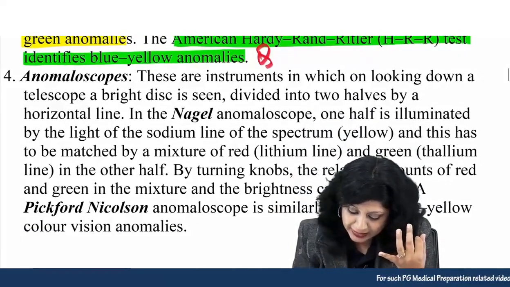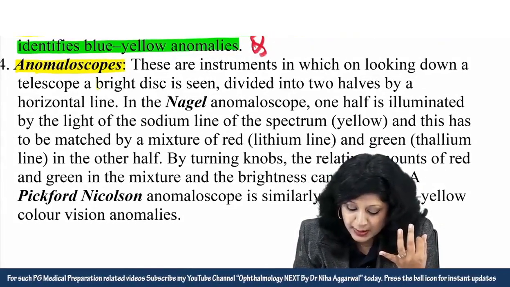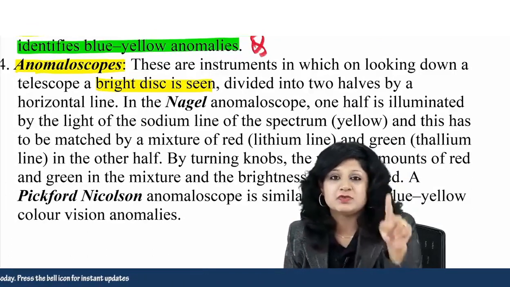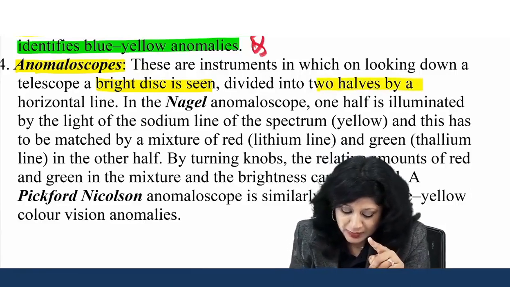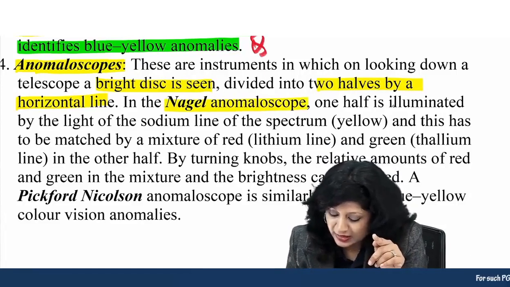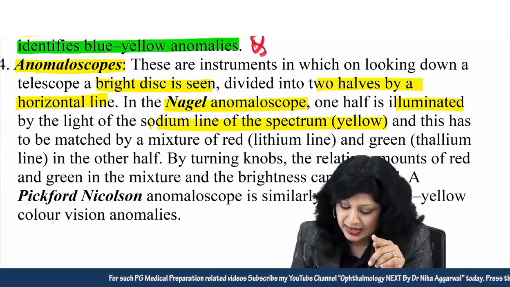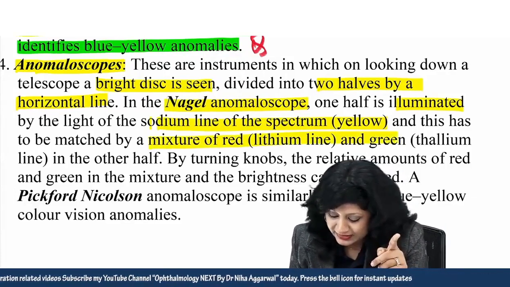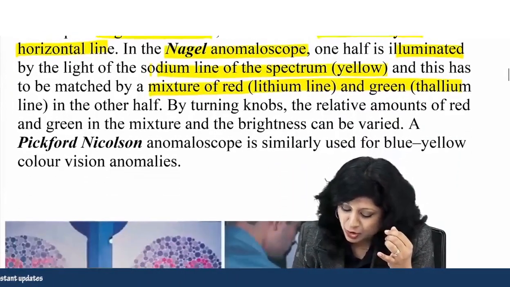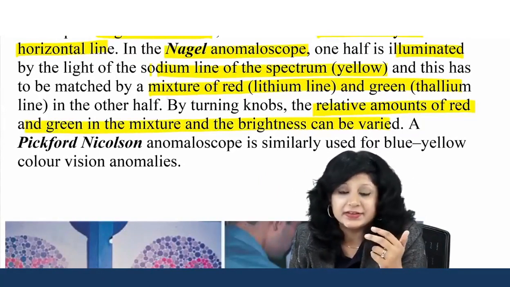Then we also have anomaloscopes. Anomaloscopes are instruments in which, on looking down a telescope, a bright disc is seen. The patient will see a bright disc divided into two halves by a horizontal line. If I talk particularly about the Nagel anomaloscope, one half is illuminated by the light of the sodium line of the spectrum, that is yellow, and this has to be matched by a mixture of red and green. Red is the lithium line, and green is the thallium line, in the other half. By turning the knobs, the relative amounts of red and green in the mixture, and the brightness, can also be varied.